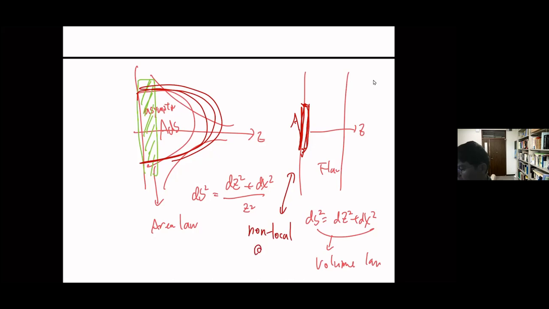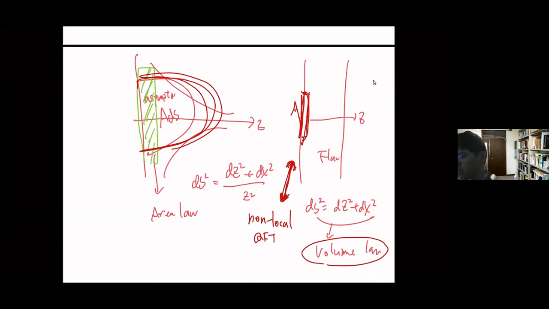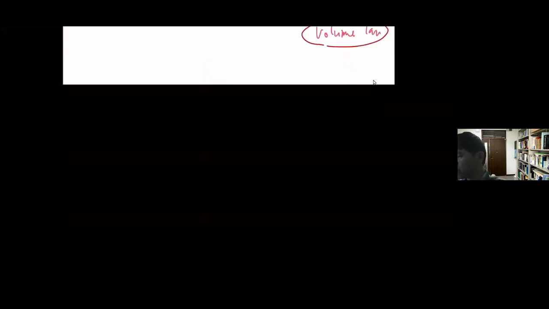Non-local quantum field theory, but we don't know so much. But if we admit this kind of relation, long ago I wrote a paper with Wery about this non-local quantum field theory dual to flat space. In that case, you can derive the volume law. This is one answer to your question, but it also includes something we don't know.